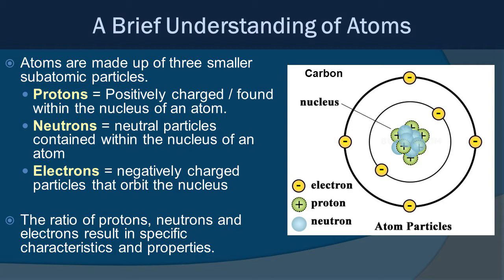Now let's look at the atom a little closer. Atoms are made up of 3 smaller subatomic particles. You know them, you love them: protons, neutrons, and electrons. Protons being the positively charged particles found in the nucleus, and neutrons being the neutral particles, again, contained within the nucleus. Electrons are the negatively charged particles that orbit rapidly around the outside of the nucleus. Now, of course, the ratio of protons, neutrons, and electrons results in the very specific characteristics and properties that each element has.